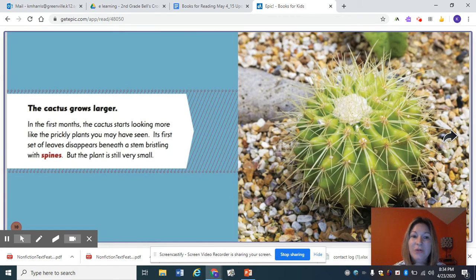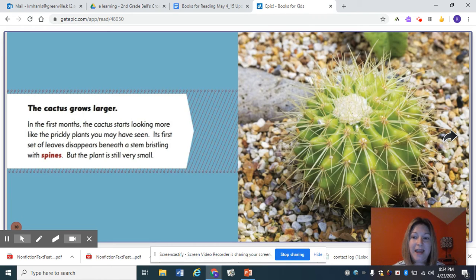The cactus grows larger. In the first months, the cactus starts looking more like the prickly plants you may have seen. Its first set of leaves disappear beneath the stem bristling with spines, but the plant is still very small.